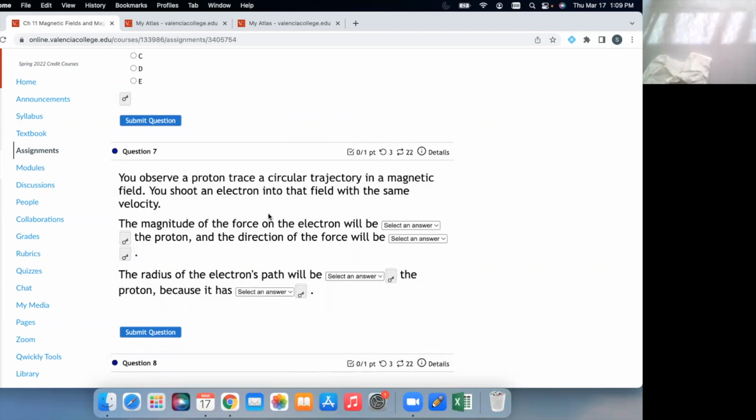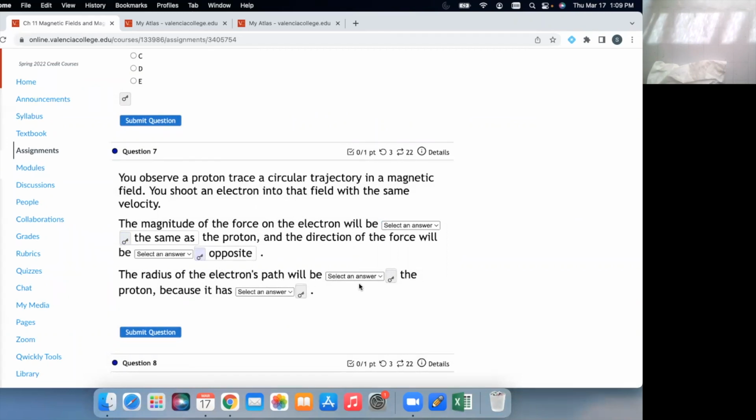Protons and electrons have the same electric charge magnitude, so they would experience the same magnetic force. So I'm trying to give you the answers here. They're opposite charges, so they'll get pushed in the opposite direction.